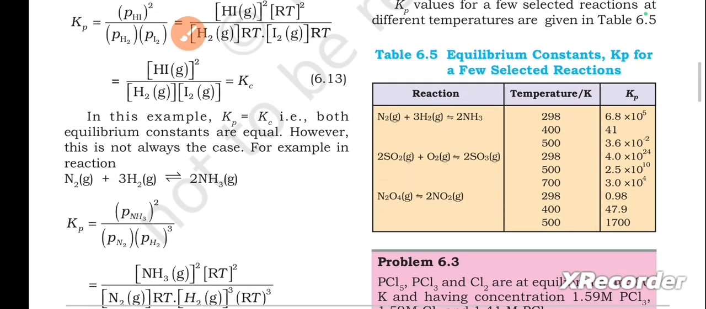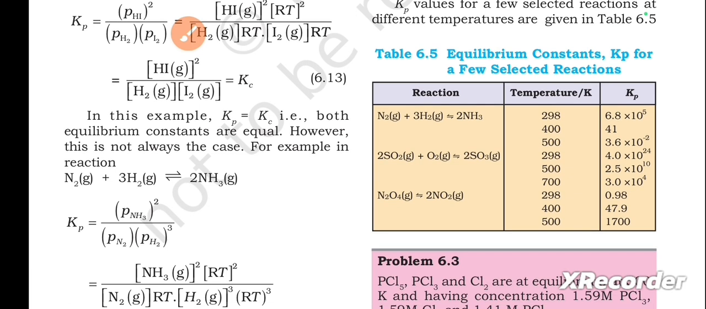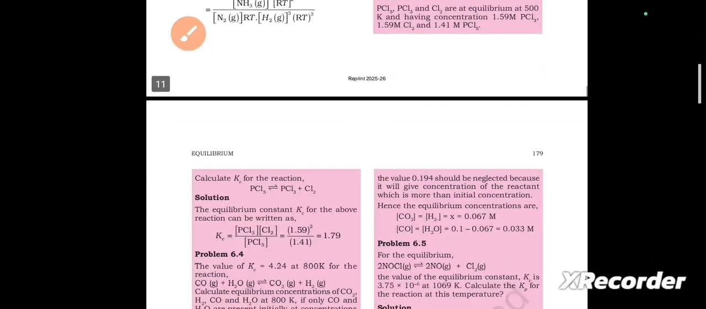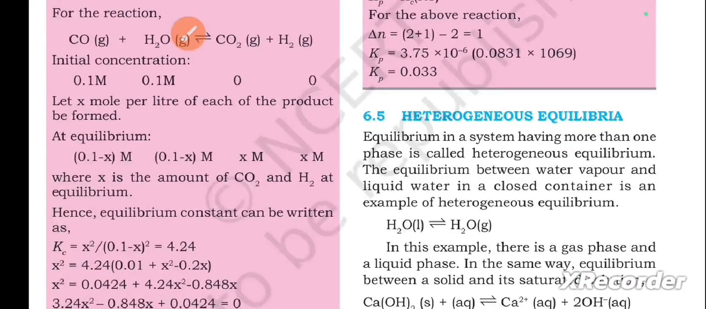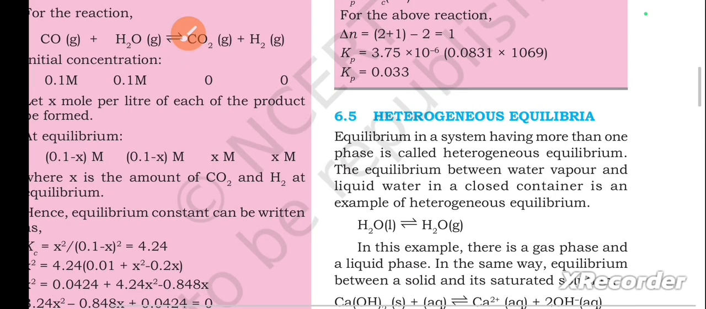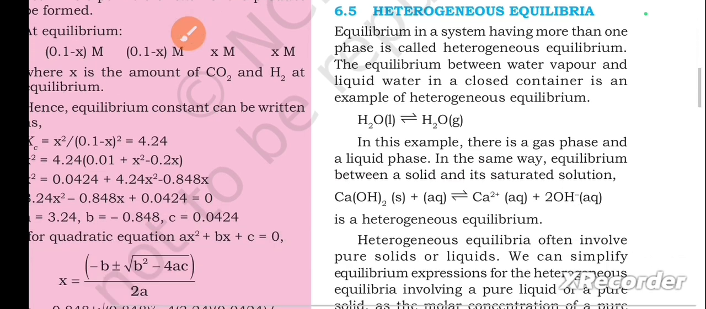So let's see table 6.5 mentioning equilibrium constants Kp for a few selected reactions. Please check it out. Next, heterogeneous equilibria. Equilibrium in a system having more than one phase is called heterogeneous equilibrium. The equilibrium between water vapor and liquid water in a closed container is an example of heterogeneous equilibrium. H2O liquid gives rise to H2O gas. In this example, there is a gas phase and a liquid phase.